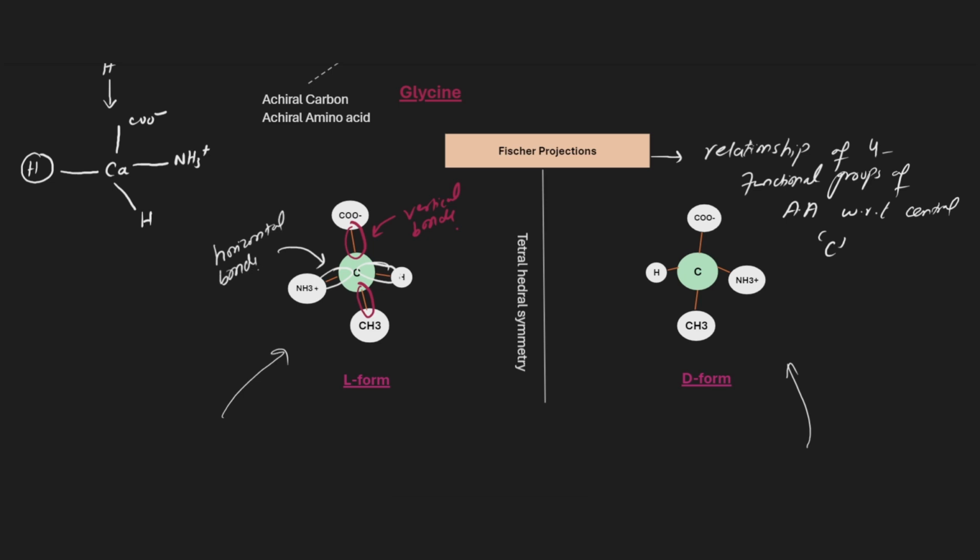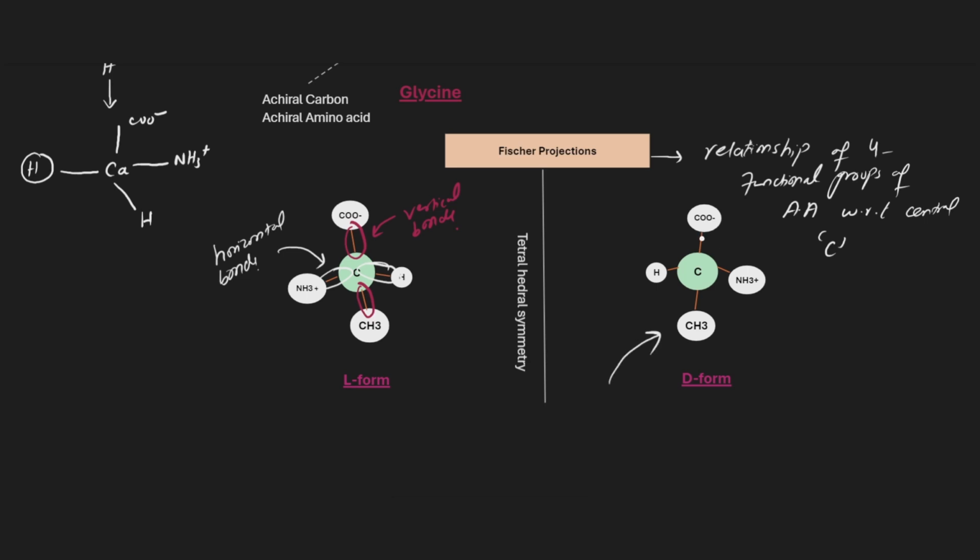Okay, so when you look at the structure of amino acids in terms of the Fischer projections, you have two vertical bonds and two horizontal bonds. Now look into this structure. You have an understanding of the vertical and horizontal bonds now. Now just look into this structure.